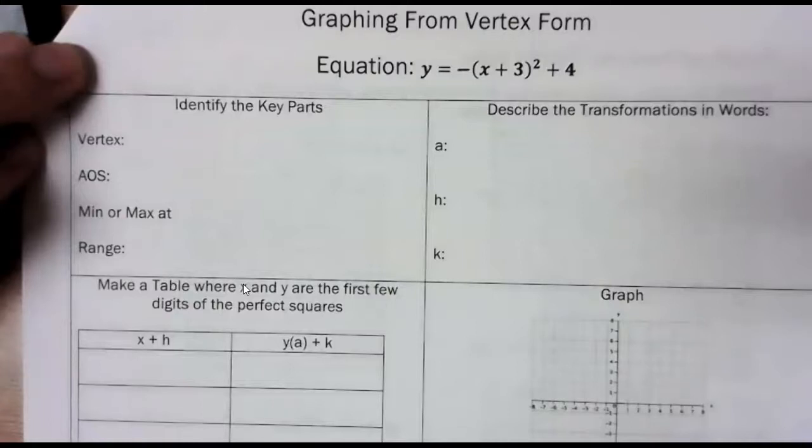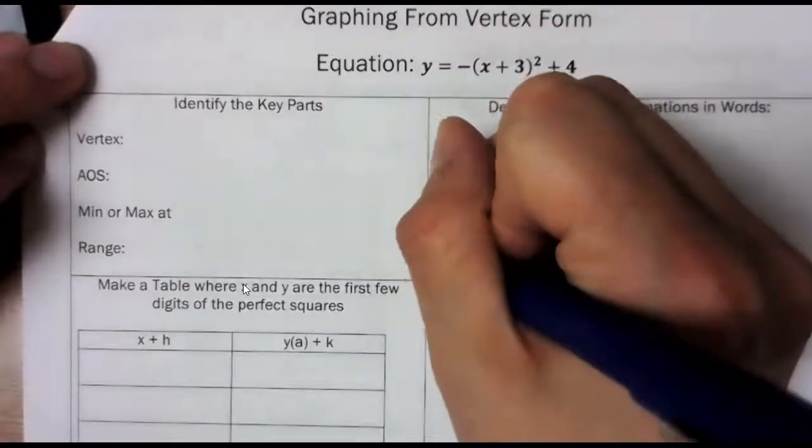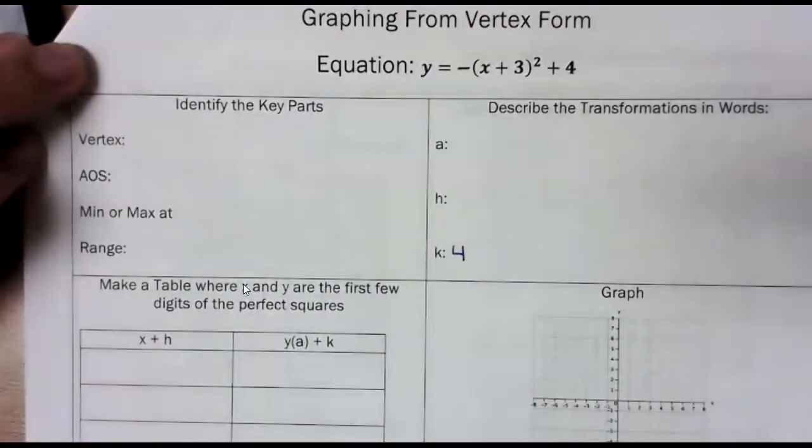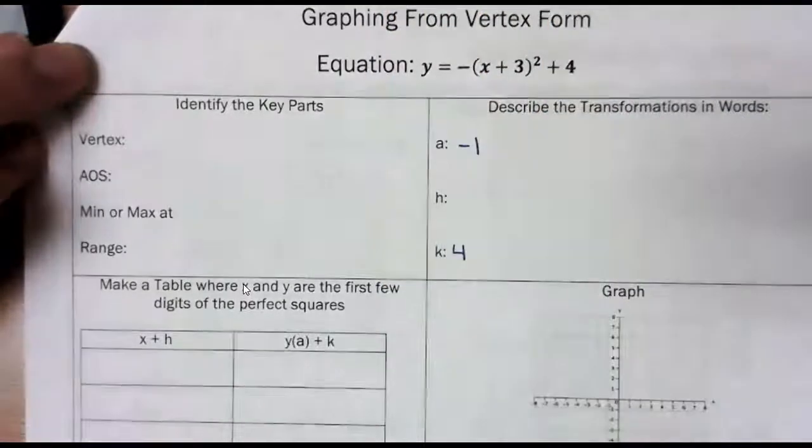4. That's my k. So k is 4. 4 is at the end. So remember, it goes a(x minus h) squared plus k. Okay, Hannah, take 2. What's my a value? Excellent. Okay, h value. Miss Isabella.